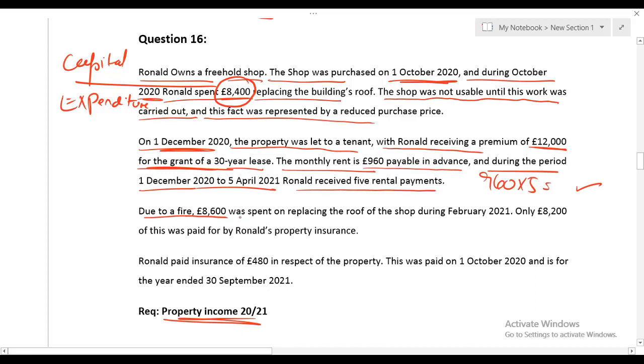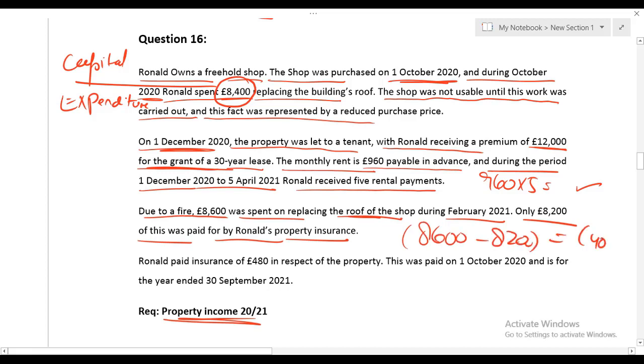Due to fire, 8,600 was spent on replacing the roof for the shop during February 2021. Only 8,200 of this was paid for by Ronald's property insurance. It means your actual expense is only 400, and this 400 is actually repairs. So due to fire, he had to replace the roof. He has spent 8,600, but out of this 8,600, he has received 8,200 from an insurance company. So actually, the revenue expenditure which Ronald has spent is only 400.